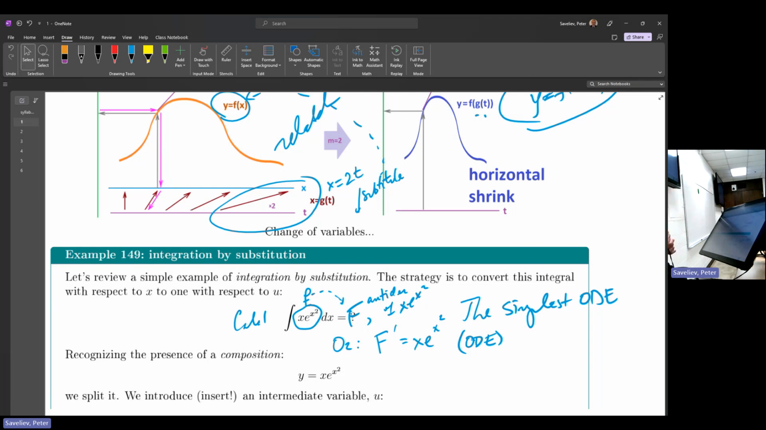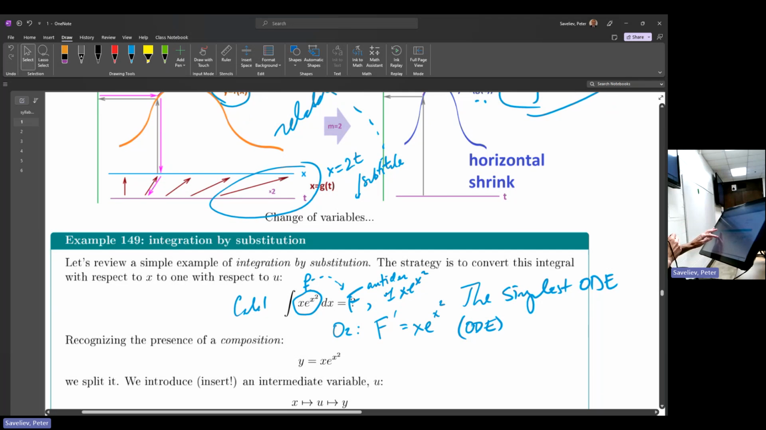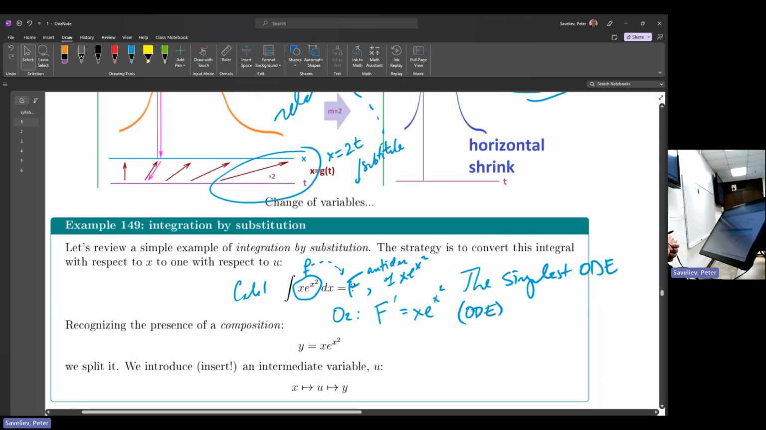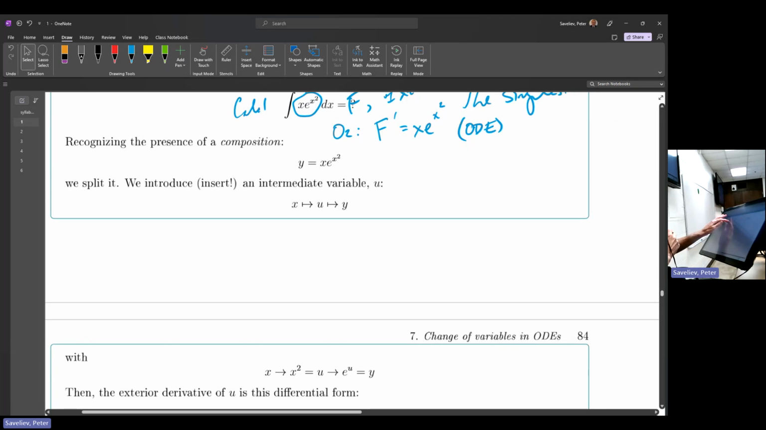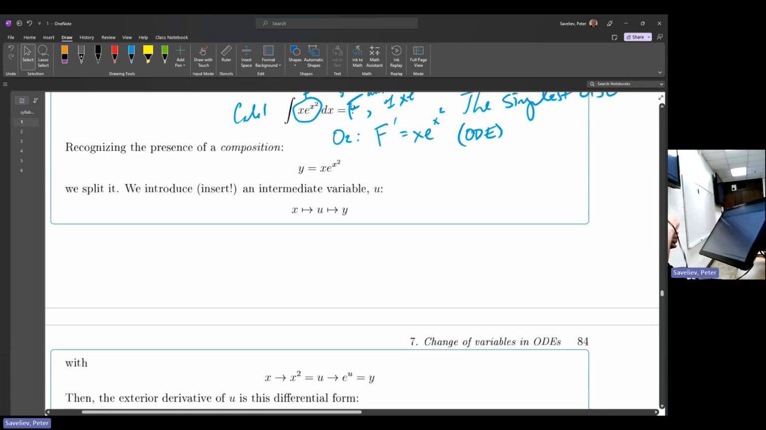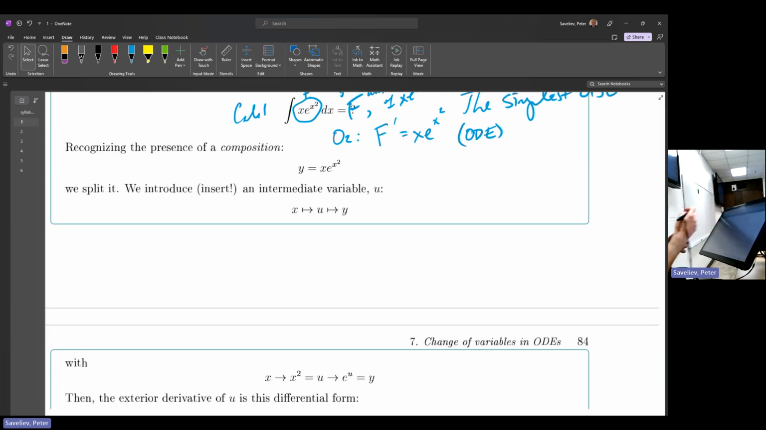In this case, they just align in such a way that maybe it's hard to see, but if you go from x to x squared to the exponential function, that's consecutive computations. It's a composition. From x to u: u is computed by x squared, and then that u is the input of the next function in the composition, and it is e to the u.